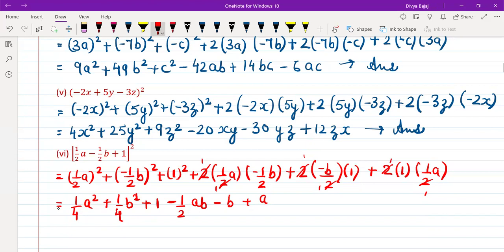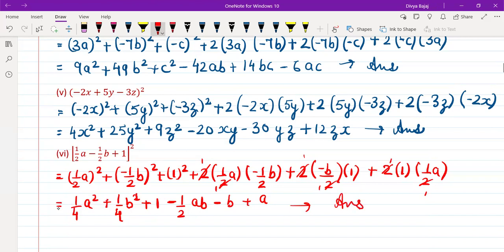2bc and 2ca. Children, when you see your NCERT textbook, there is a little change in the NCERT textbook. The first term is given as 1 by 4 of a. The second and third terms are the same, which I have written over here. But while typing, I have written 1 by 2 here by mistake, so I solved it accordingly. But if you see your textbook, it is 1 by 4. You can solve it in that way. The answer will be a little different, but yes, you have to solve it in this way only.